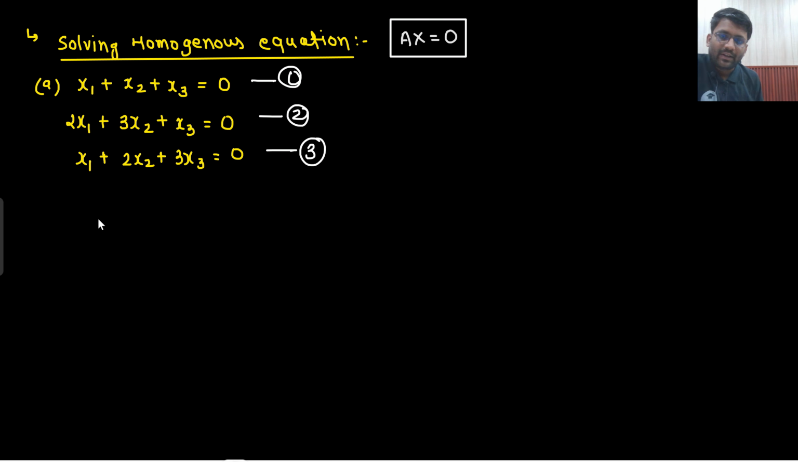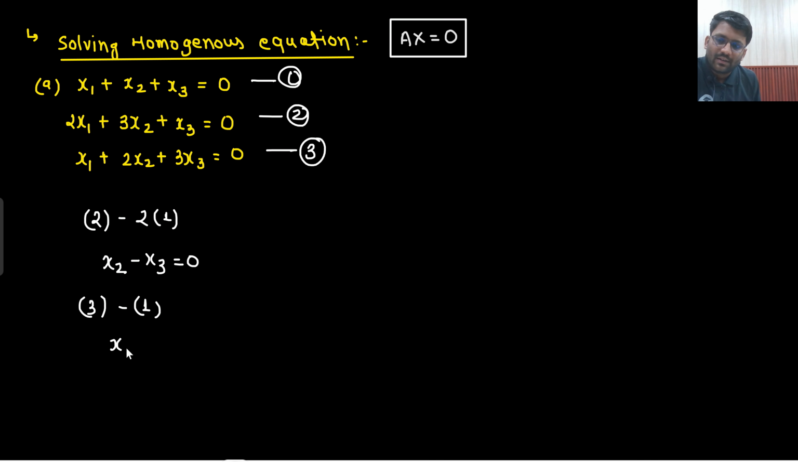From equation 2, I am subtracting twice of equation 1. What you will get? x2 minus x3 equals 1. Twice of equation 1, so this will be 2x2. And then from equation 3, I will subtract equation 1. So what I will get? x2 plus 2x3 equals 0. This is equation 4 and this is equation 5.